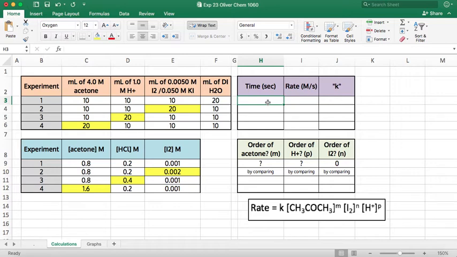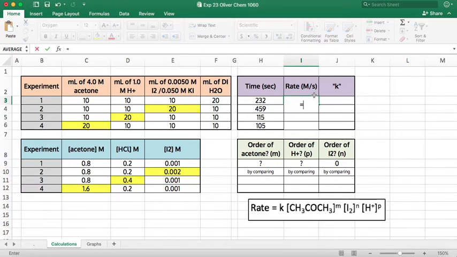Pull out your lab data, and you need to put in how much time it took, because that's the whole point. And when I did it, I got that this took 232 seconds for the first one, 459 for the next one, 115 seconds for the third one, and 105 for that one. Now the rate is going to be the change in concentration over seconds. So let's make that happen. Change in concentration for I2, which is what we're trying to find for this first part.